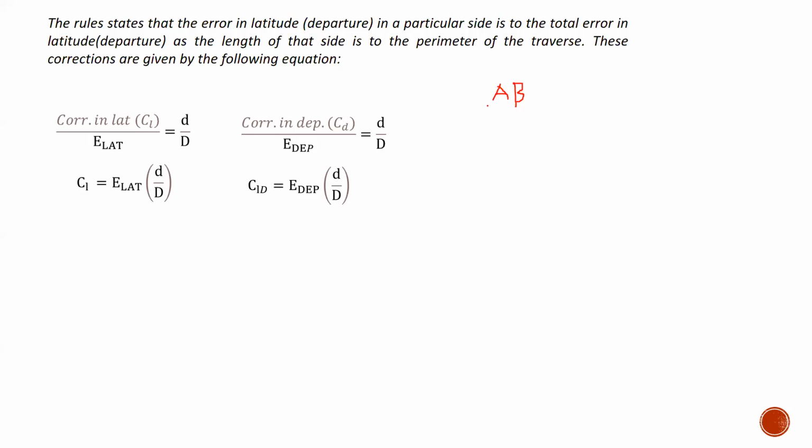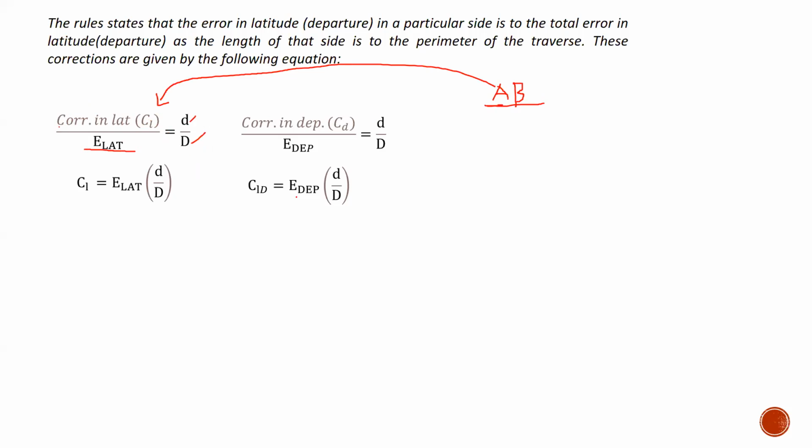So, ibig sabihin, kung may course AB tayo, i-correct natin 'to. Ito yung i-take natin. Ano yung i-correct natin sa length AB? Ang tawag natin doon is the correction in latitude or C sub L. Yung ibabawas natin dito sa departure ng AB, all over the error in latitude. Yung error in latitude natin is the total summation of the latitude is equal to D all over D.